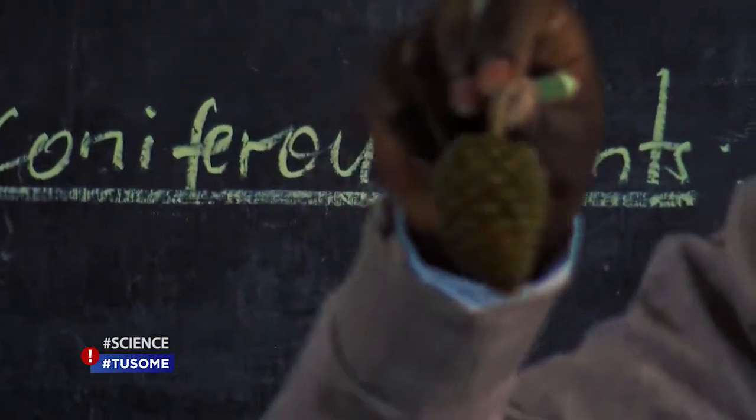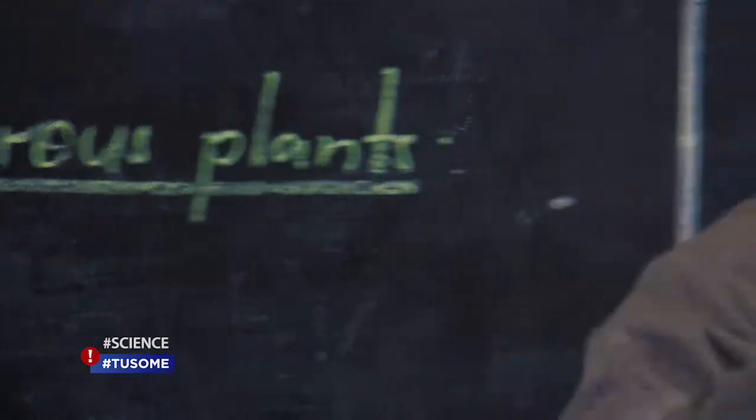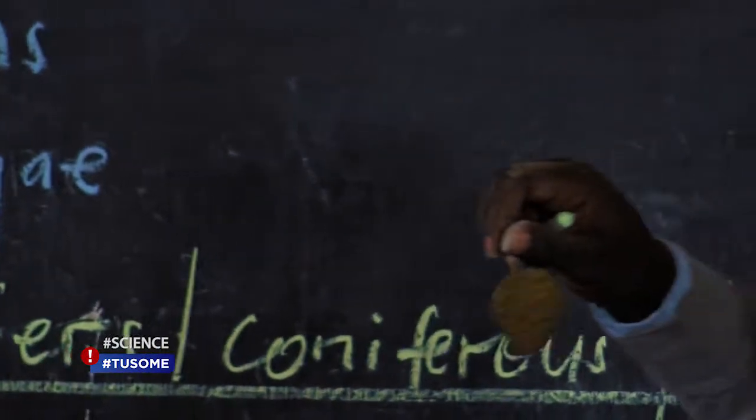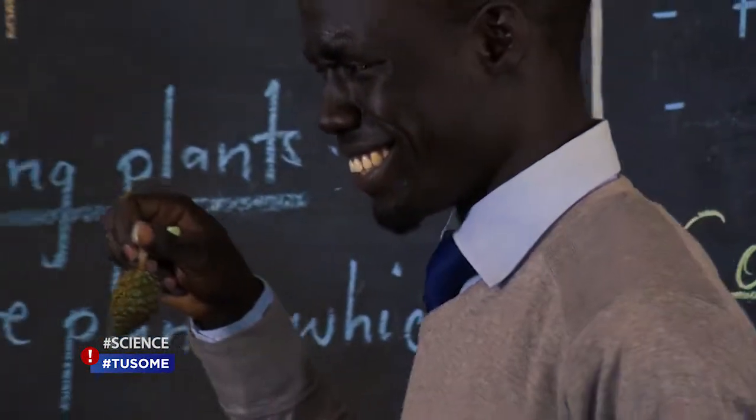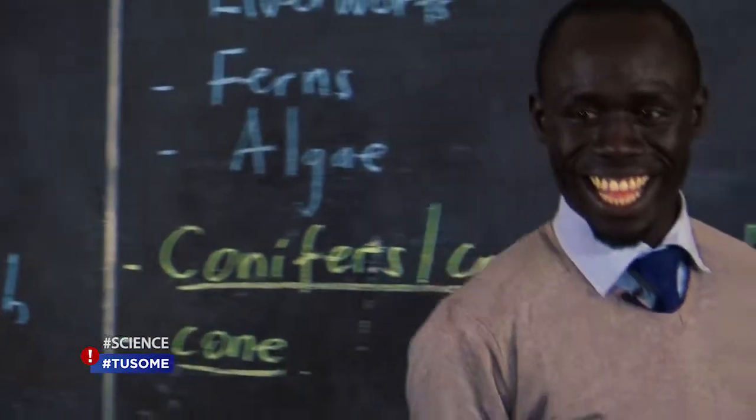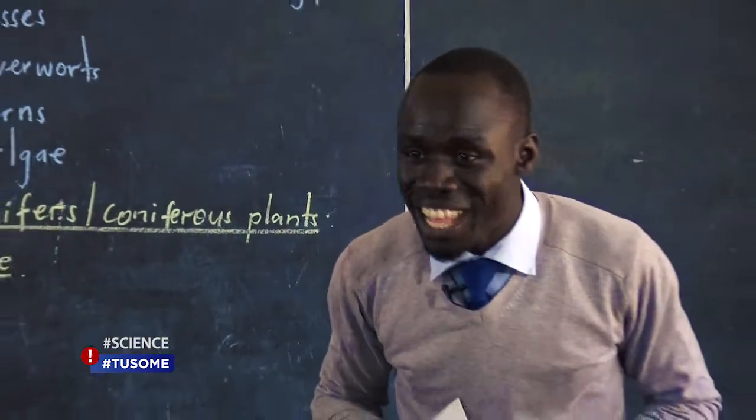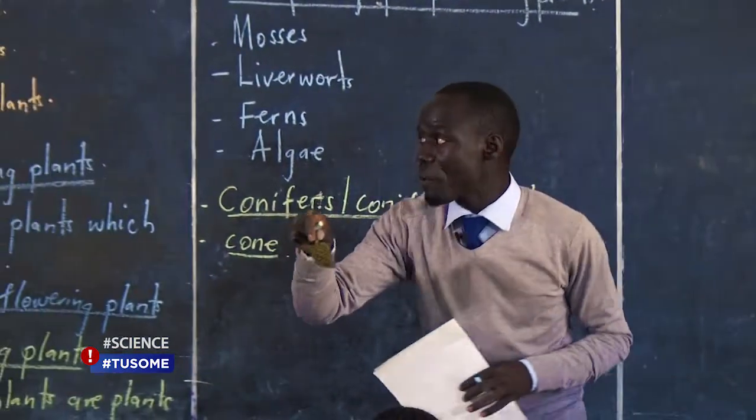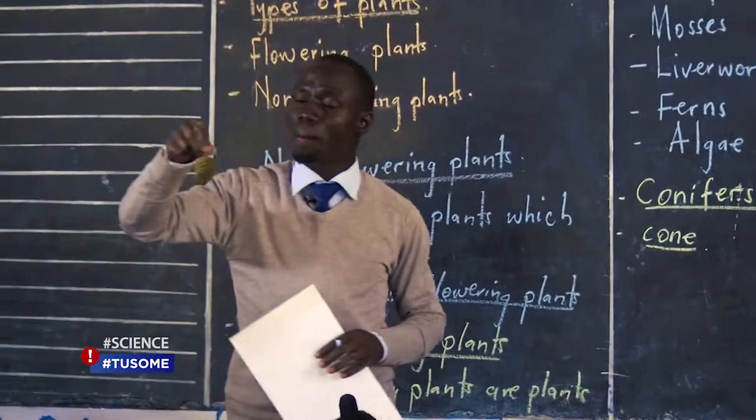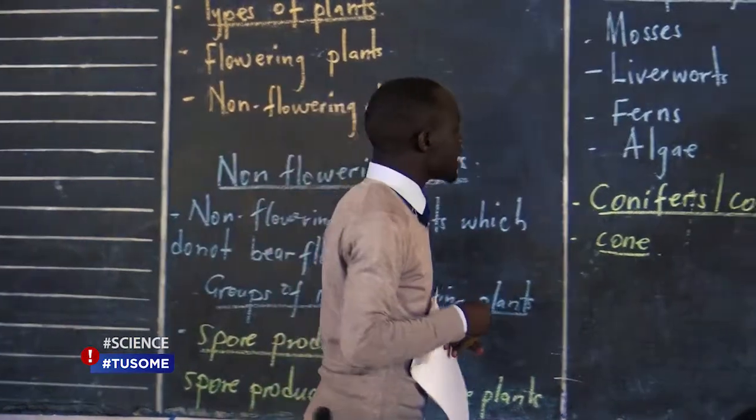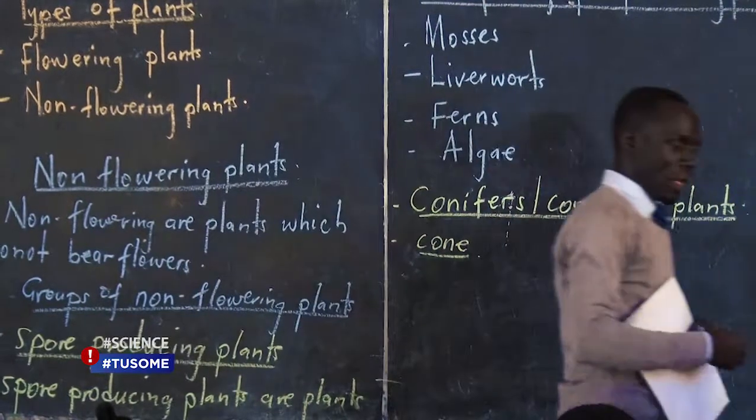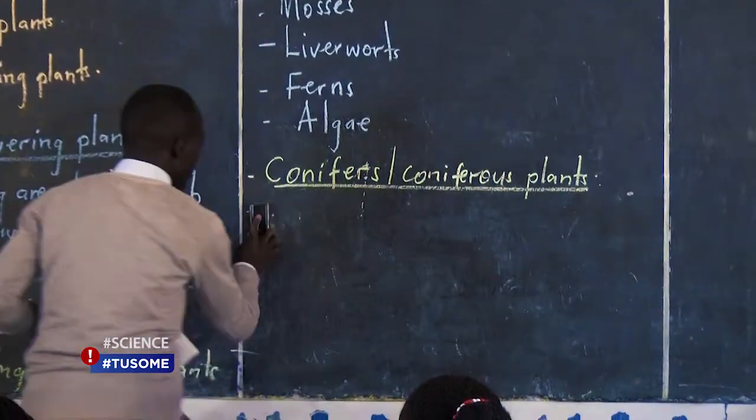Now, you will tell me, from which plant have you ever seen this cone? Yes, Gloria? Pine. Very good girl. She has ever seen this one from a pine. These ones are mainly from pines. So pines are the first example of conifers. Now, let us first define conifers.